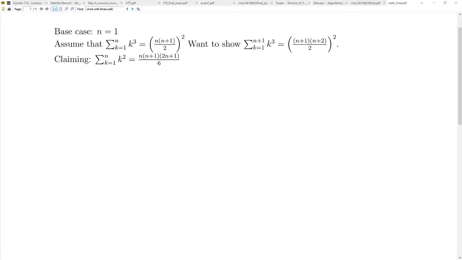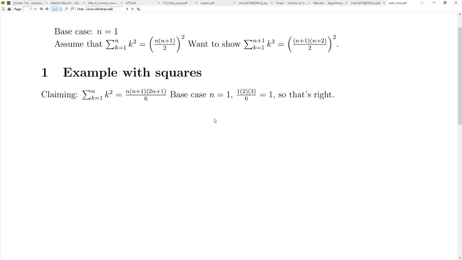And so let's try to prove the base case. What's the base case? The base case should be the same thing, n is equal to 1. So we're going to plug in 1, and what we get is the fraction 1 times 2 times, okay, 2 times 1 plus 1 is 3, so 1 times 2 times 3 divided by 6, which is equal to 1. So that's right. And then what do we do? Then we try to show it for the next one.